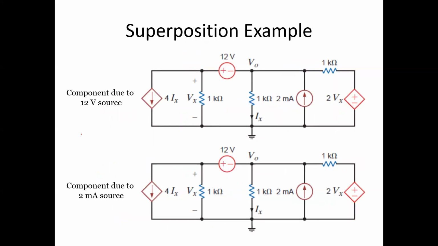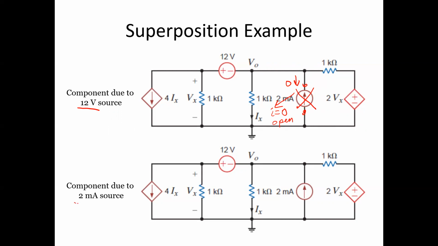Remember, the important point is if I'm looking at the 12 volt source, I have to turn off the 2 milliamp source. So this means taking this 2 milliamps and turning it into a current value of 0. Current of 0 implies an open circuit, which means that this is out. You can think of this as being completely disconnected and there's no current coming through here. Other than that, you don't touch the circuit at all.